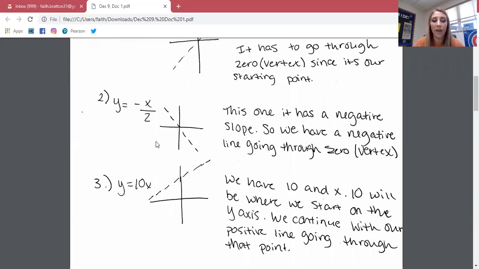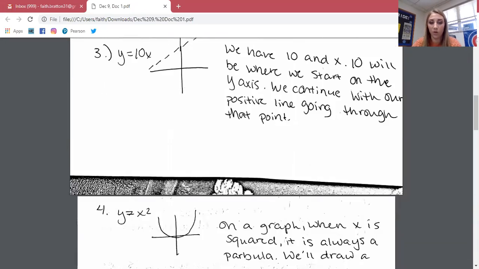Okay, for 3, we have y equals 10x. So we have 10 and we have x. 10 will be where we start on the y-axis, and we'll continue with our positive line going through that point, also because there's no negative, so we know it's positive.